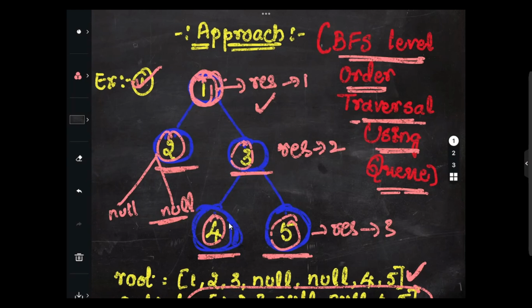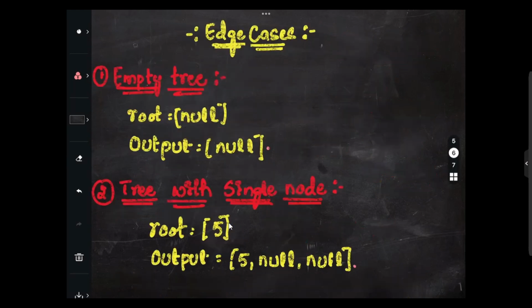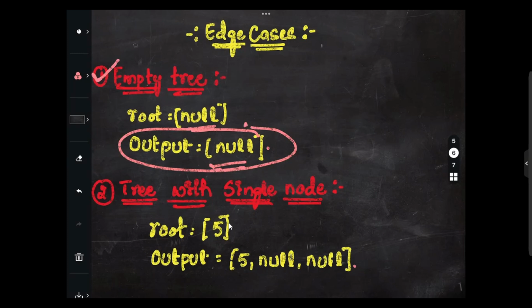As we are completely familiar with the approach, let's discuss the edge cases very quickly. So let me come to the first edge case here. The first edge case is this one, empty tree, right? So here you can clearly see we have root null. Output will be null as well, right? So this is for the empty tree.